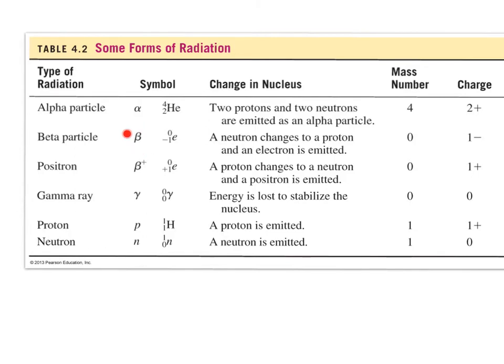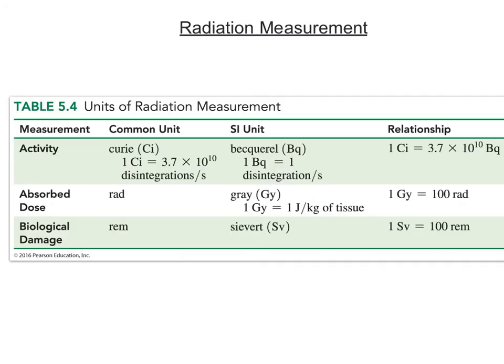A beta particle is essentially an electron with a negative charge and 0 mass. Beta particles are much smaller than alpha particles. Gamma radiation is produced from the release of pure energy from a nucleus. A gamma ray has no mass and no charge, so it's simply a stream of high frequency energy.